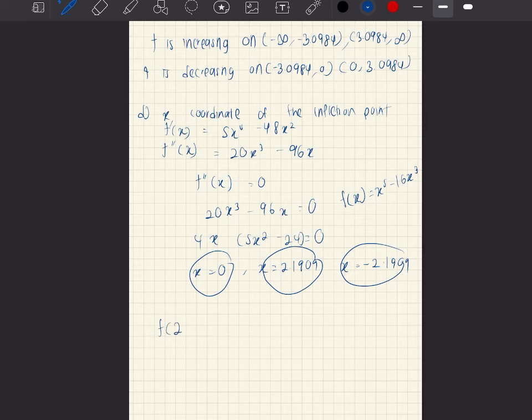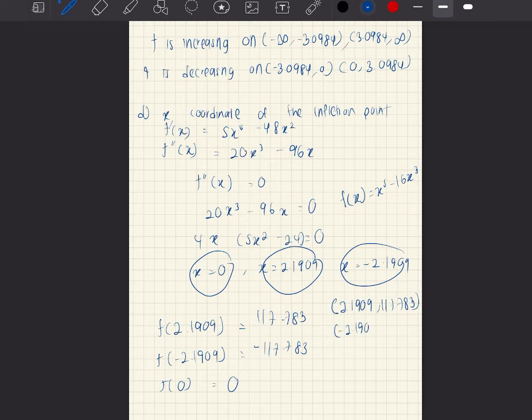So if we plug in f(2.1909), we get 117783. If we plug in the negative value, we get negative 117783. And also if we plug in f(0), we get 0. So the coordinates will be (2.1909, 117783), (negative 2.1909, negative 117783), and also (0, 0) in the graph.